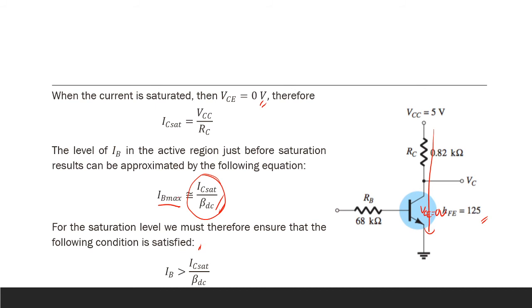IB max is the maximum base current for the active region. And kapag sumobra ka sa IB max, nasa saturation region ka na. So therefore, kailangan mas mataas ka dito kasi ang gusto mo nga mag-work ka at the saturation region, di ba? So therefore, IC SAT over beta, dapat mas malaki yung IB mo doon.